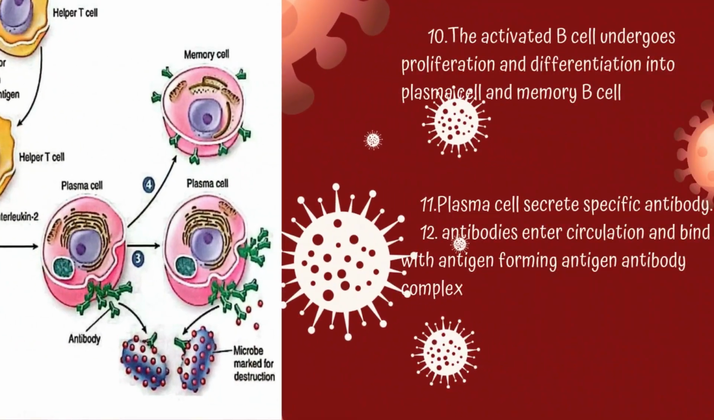Next, the activated B cell undergoes proliferation and differentiation into plasma cell and memory B cell. Next, plasma cells secrete specific antibody. Antibodies enter circulation and bind with antigen, forming antigen-antibody complex.